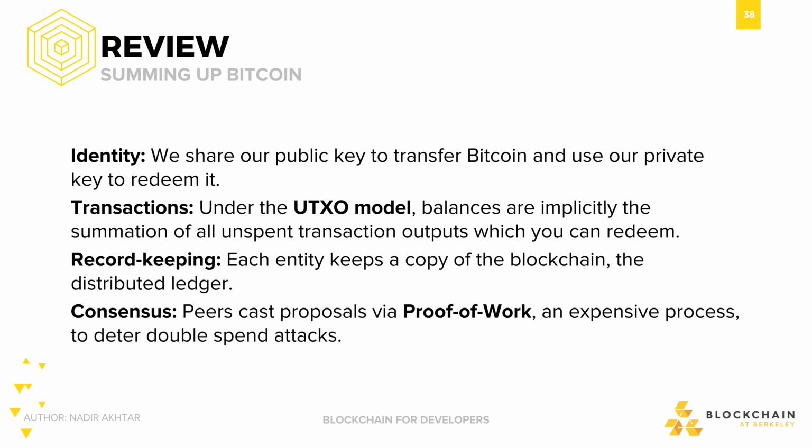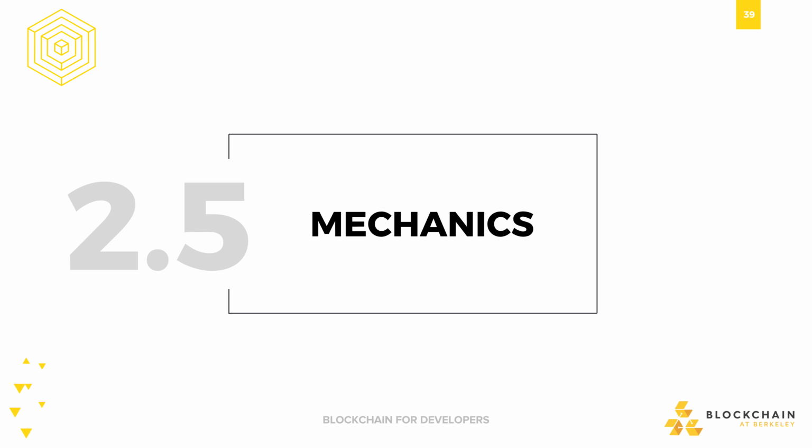And for consensus, peers cast proposals via a proof of work, which we will talk about, an inexpensive process to deter double spend attacks. So yeah, I didn't really cover for the proposals how people are incentivized to stay honest and how all the incentives align. But the coolest thing about Bitcoin is this idea of proof of work, and that's where all the incentives align. But first, I want to cover some mechanics. I want to cover some very fundamental things that you need to know.